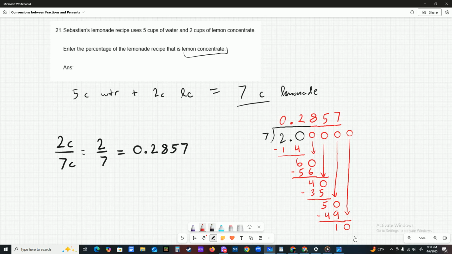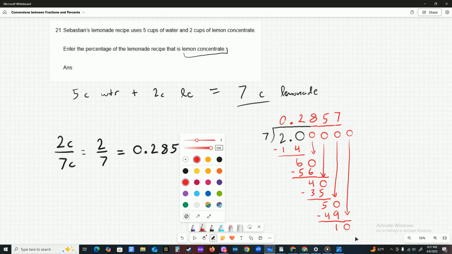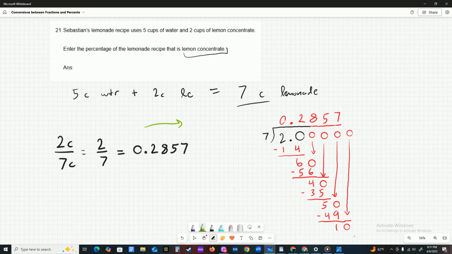Now to turn this decimal into a percent, what you have to do is move the decimal over 2 times. So let me pick a different color. Let's go with green. We're going to move the decimal to the right 2 spots. All right, watch this. 1, 2. So our new decimal goes right there. When going from decimal to percent, you move it to the right 2 times. So 0.2857 as a percent becomes 28.57, because that's our new decimal location. And then you just tack on a percent symbol.